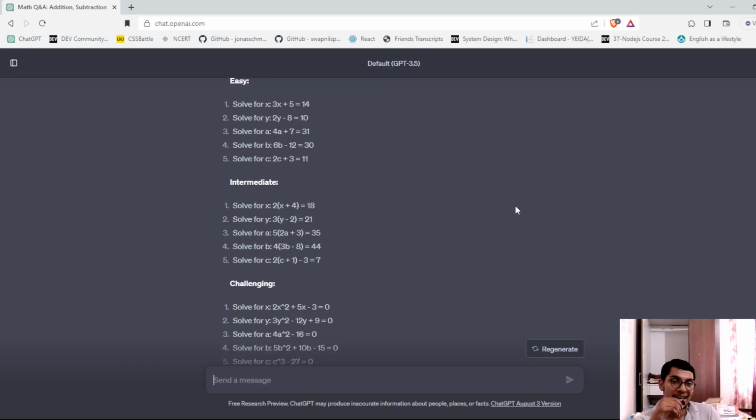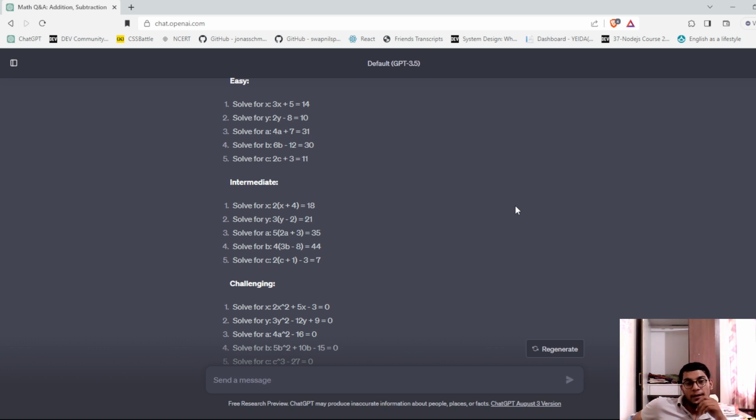The first one is to find the value of x, where 3x plus 5 is equal to 14. As we already know, we solved almost 19 or 20 questions yesterday. There is a rule in algebra to solve this type of question: you have to compare the left hand side with the right hand side, and if a value on the left hand side is positive, then it will become negative on the right hand side. If it is division, it will become multiplication. If it is multiplication, it will become division.